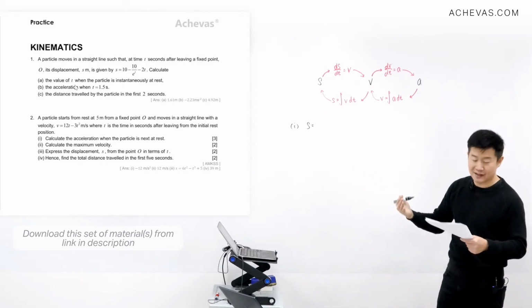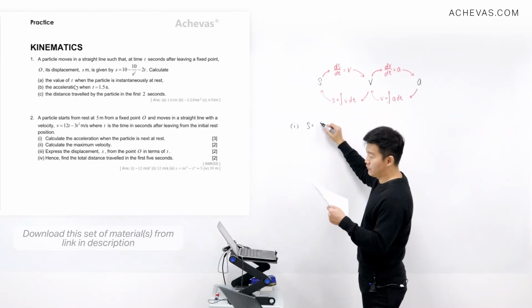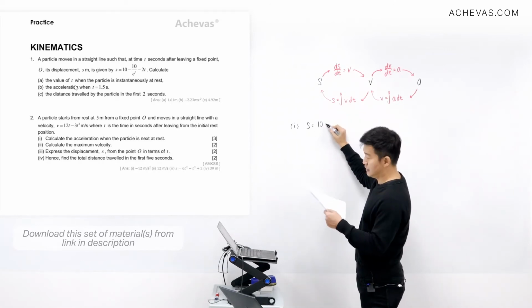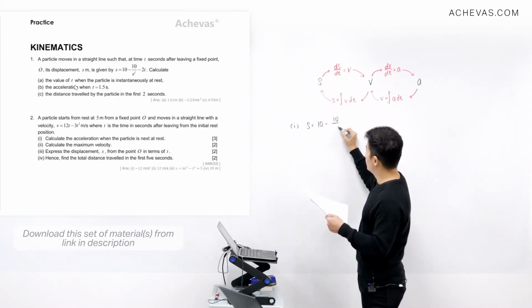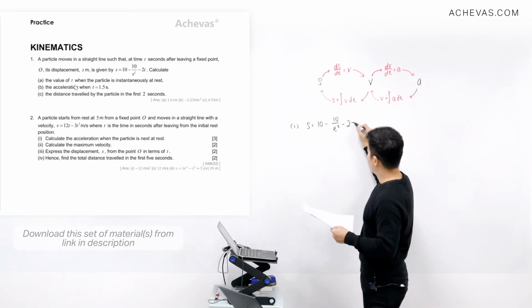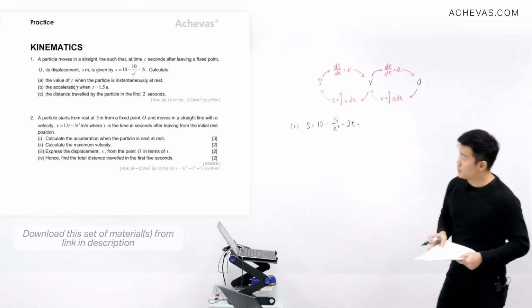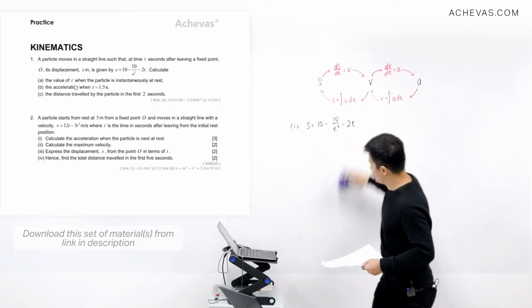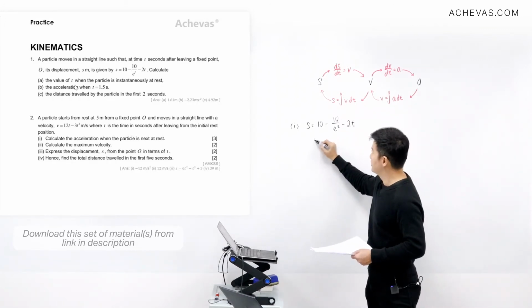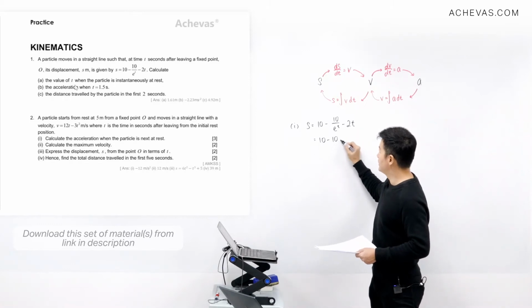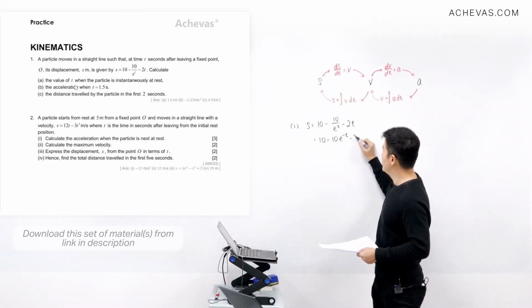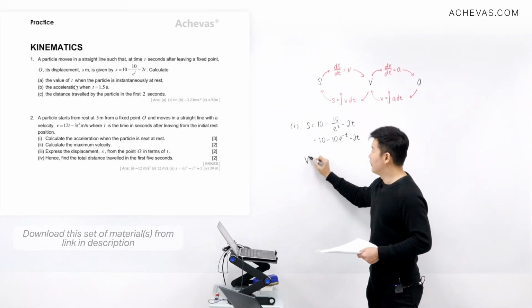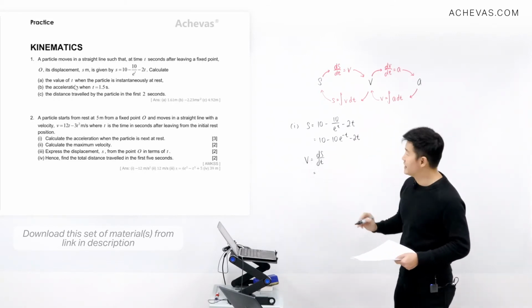Okay, when the particle is instantaneously at rest. For displacement, we are given 10 minus 10 over e to the power of t minus 2t. Let's rewrite this, as it's going to be easier for us to differentiate, especially the second term: 10 minus 10 e to the power of minus t minus 2t. So the velocity will be the rate of change of the displacement, ds/dt.